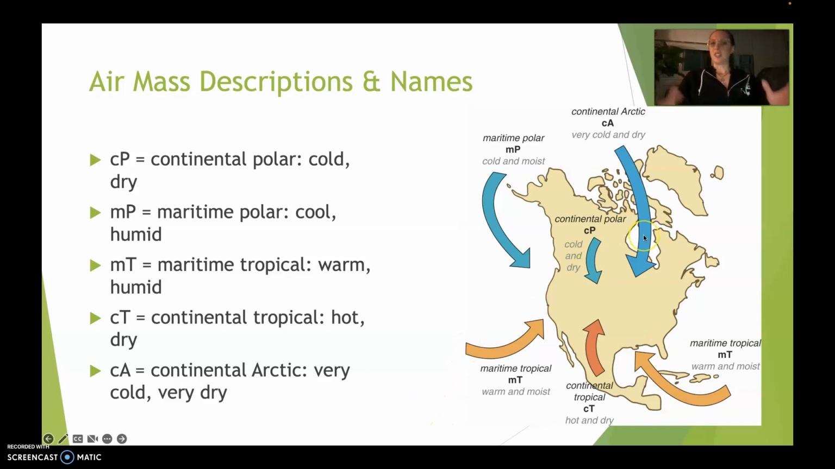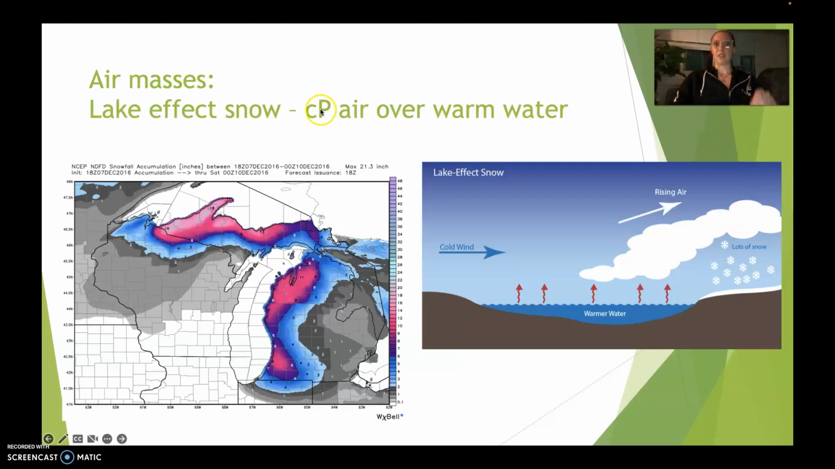So the interactions of these different air masses is actually what brings us some really interesting weather phenomena, 2 of which hopefully we'll see before the end of the semester. One being lake effect snow. So this is continental polar air going over warm water. This image here is looking at Lake Michigan, going into the Michigan area, and the warmer colors here indicating the more intense snowfall for this region.